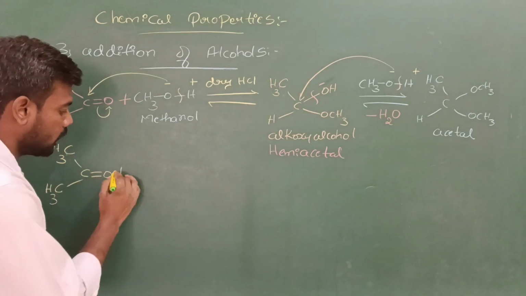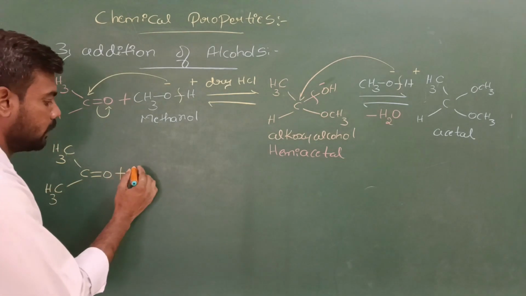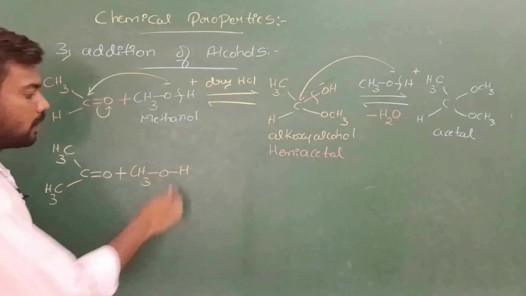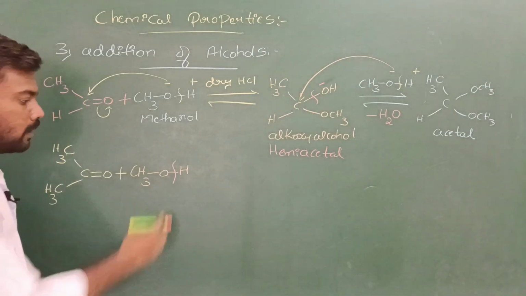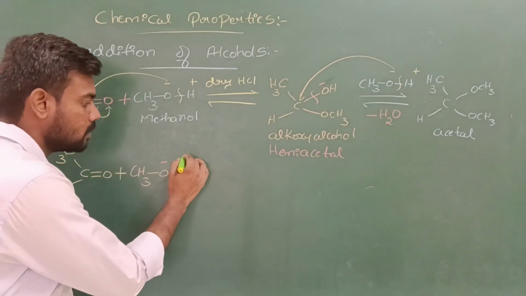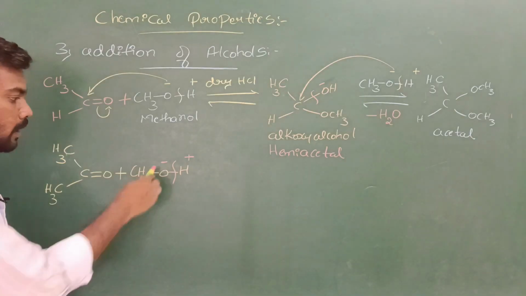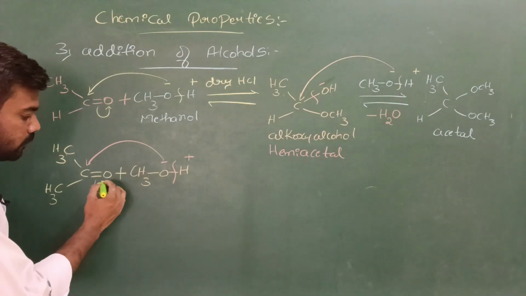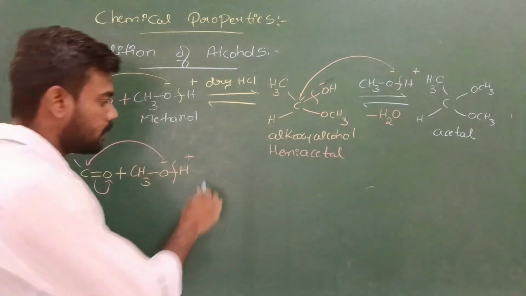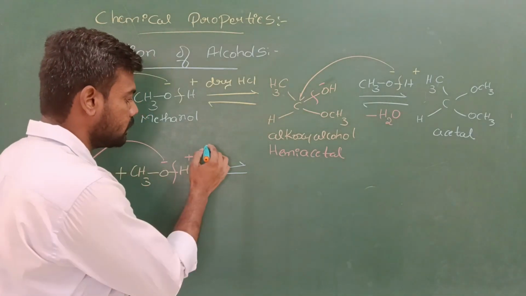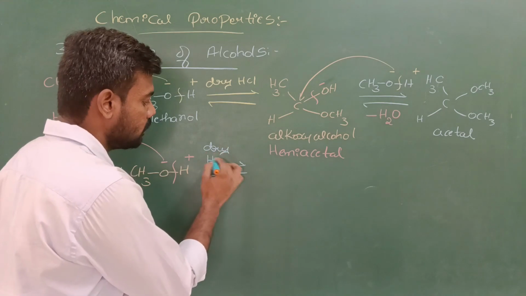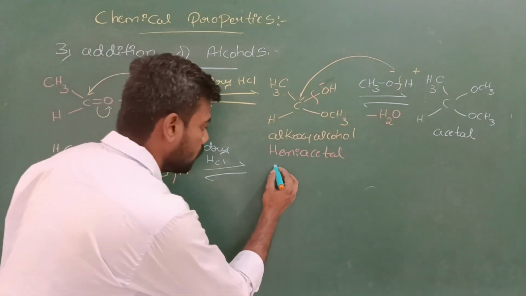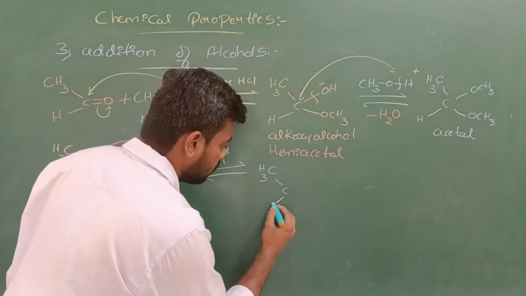Next example is when ketones, for example acetone, are on reaction with methanol, that is CH3OH. The bond between the oxygen atom and the hydrogen atom will break. The oxygen atom will carry negative charge and hydrogen atom will carry positive charge. The methoxide ion attacks the electropositive carbon atom. Here, the electron shifts towards the oxygen atom. In the presence of dry HCl, we get a compound known as hemiketal.